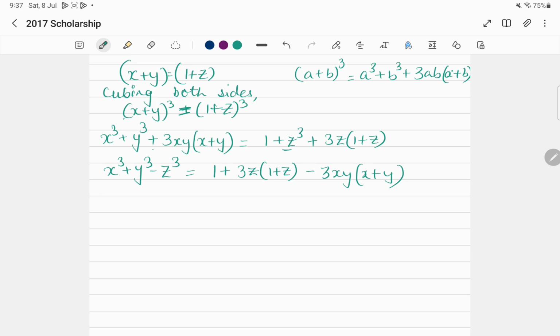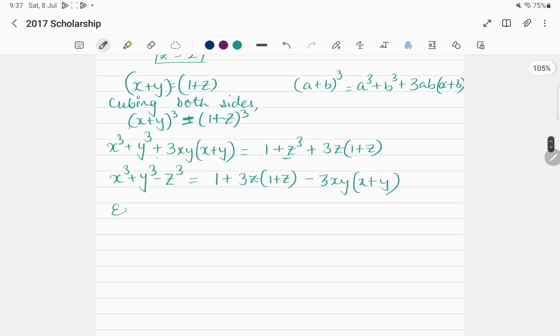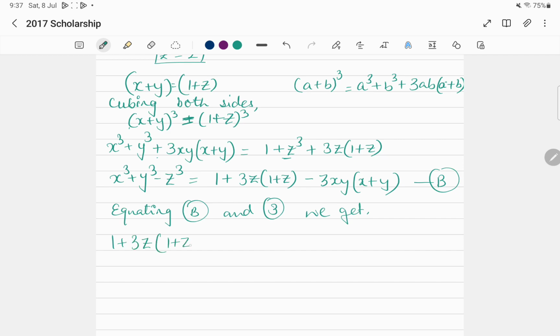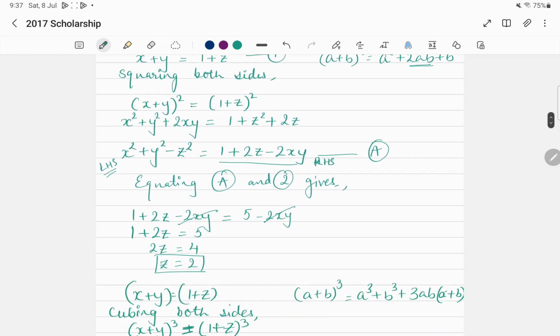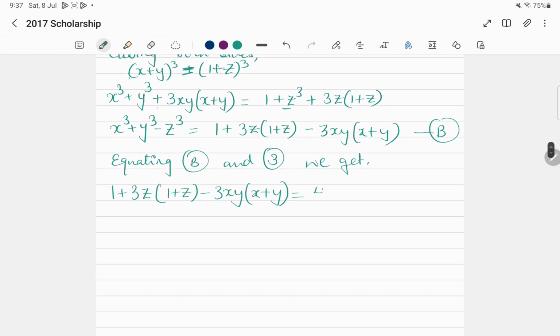All right, again we will say equating, let's name this as b, and 3, we get, so we will get 1 plus 3z(1 plus z) minus 3xy(x plus y) is equal to 43 minus 3xy. All right, so now again we will simplify.